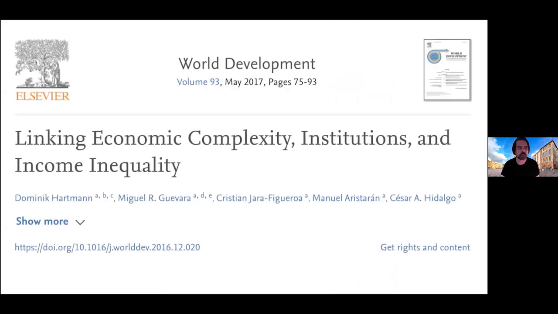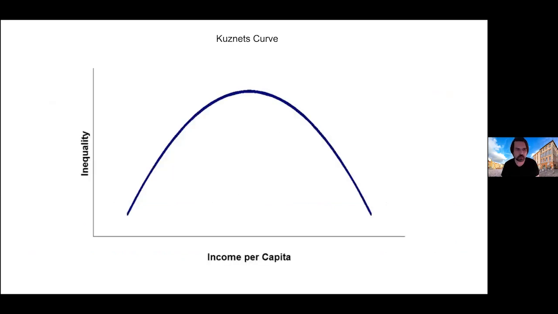Okay? So this literature started a few years ago. The first paper exploring this relationship was a paper by Dominik Hartmann, who's now a professor in Brazil. In this paper, motivated by the idea of the Kuznets curve, we tried to see if economic complexity could add to this story. People are familiar with the idea of a Kuznets curve, which tells us that inequality rises and falls as countries develop.